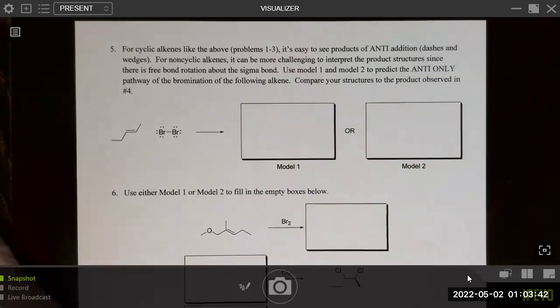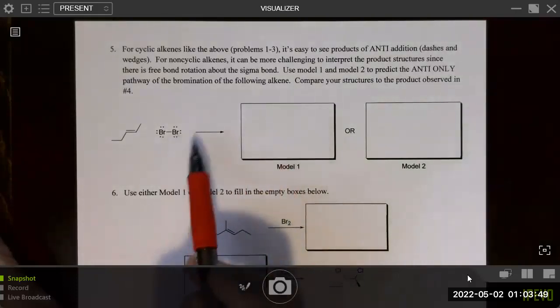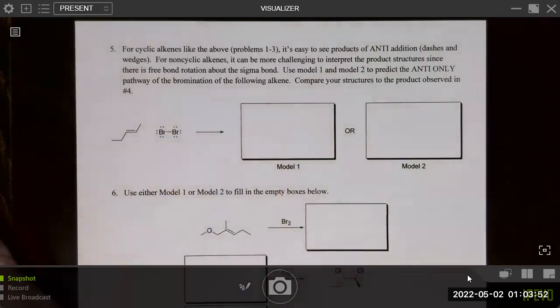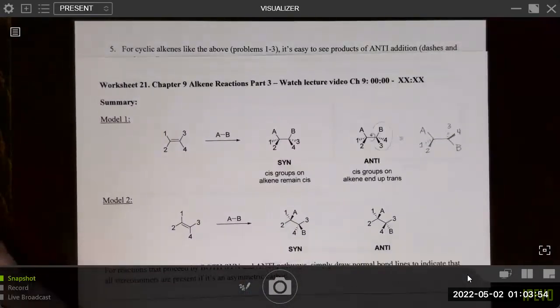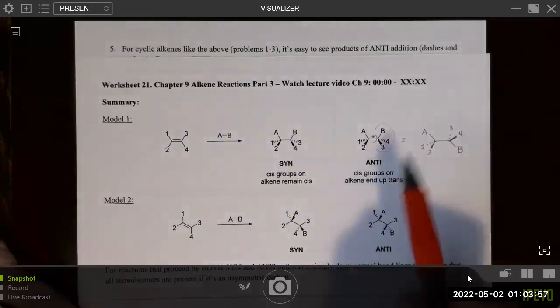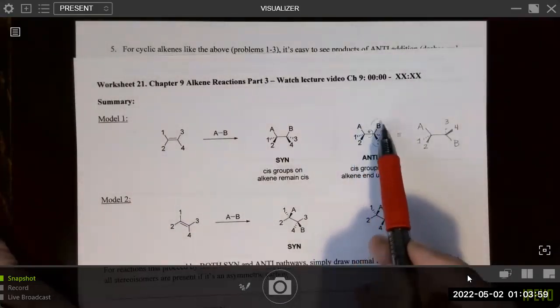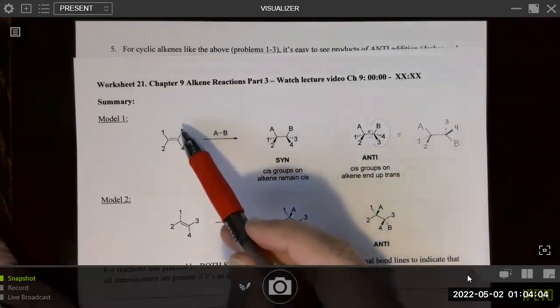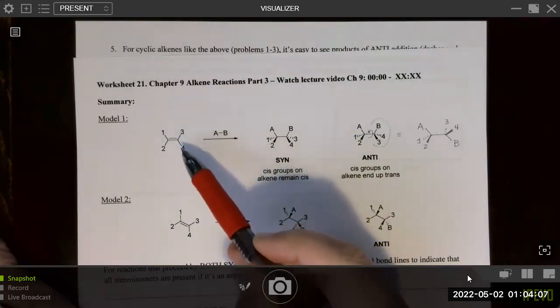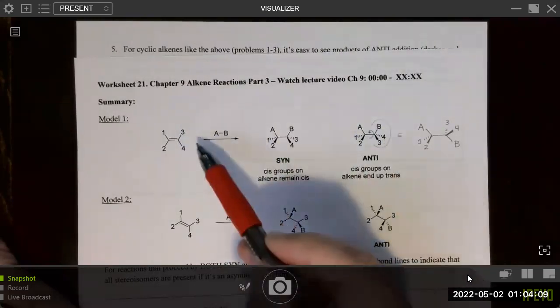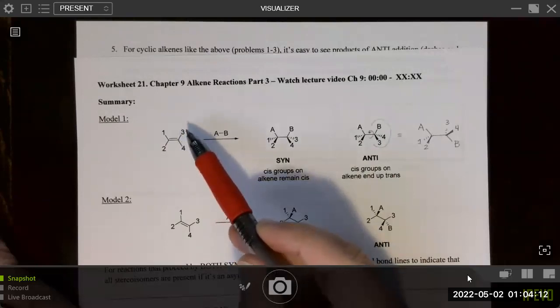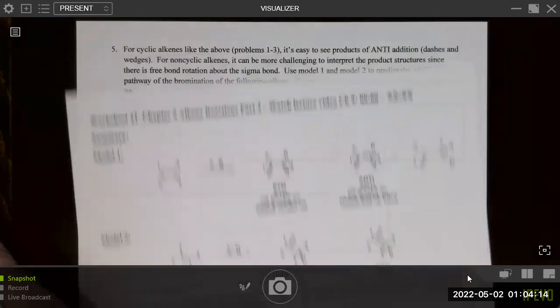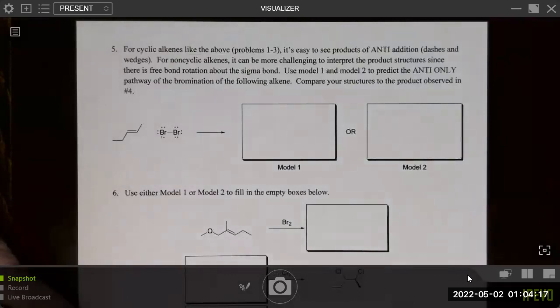All right, so we want to use model 1 and model 2 to show how to draw anti-addition products. So we might want to remind ourselves what that looks like. With model 1, the incoming groups are going to be placed in the plane with regular lines. And then we're going to end up switching groups 3 and 4 in terms of whether or not they come out in front of you or in back. So that's what we want to do for model 1. Okay, so let's go ahead and see what that would look like.